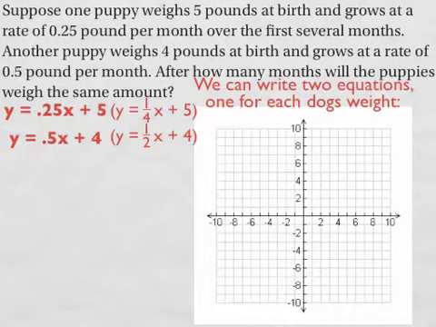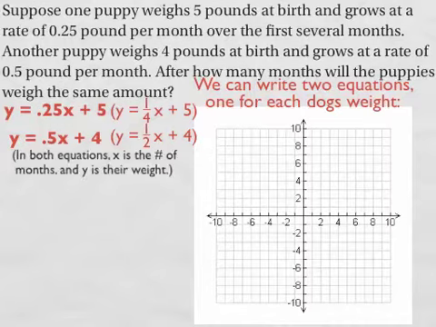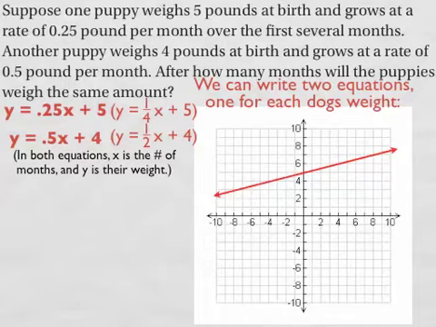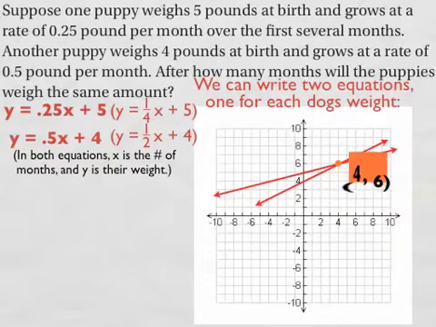Now that I have my 2 equations, I'm ready to go ahead and graph these 2 lines. The first line has a y-intercept at 5 and a slope of 1/4. And the second line has a y-intercept of 4 and a slope of 1/2. Again, just like in the last example, notice that these 2 lines are crossing on the coordinate plane right at this point, which is the point (4, 6).